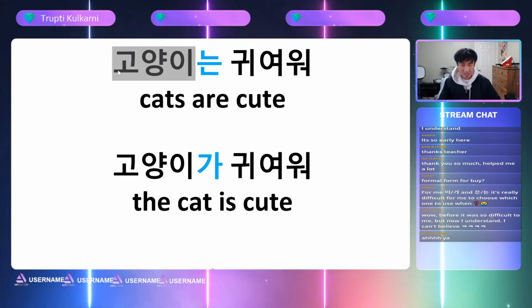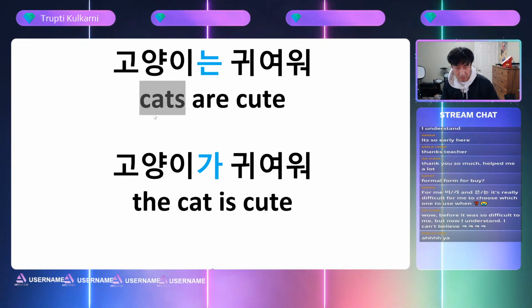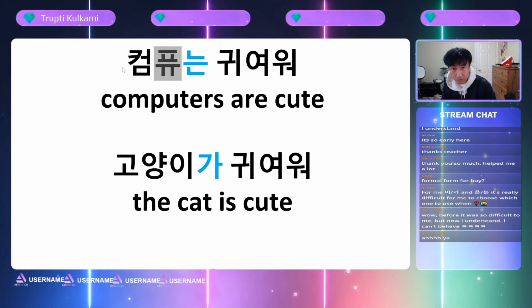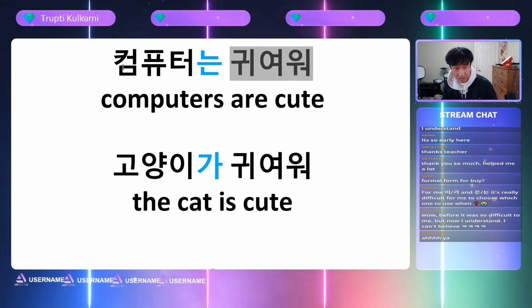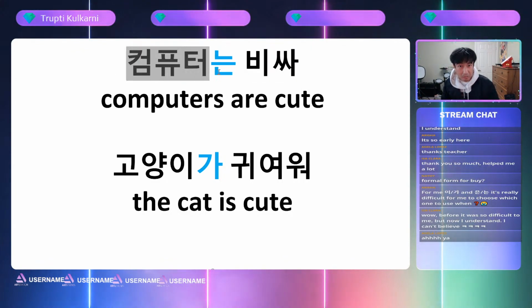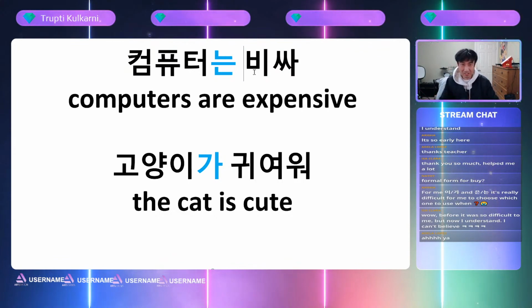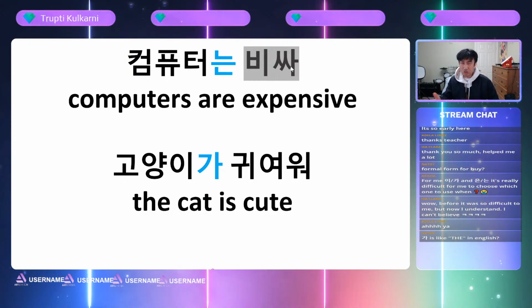How do you say computers are expensive? 컴퓨터는 비싸. Not computers are cute. Computers are expensive. 비싸 means expensive. So what does this mean? Computers are expensive. That means every computer in general is expensive, right?